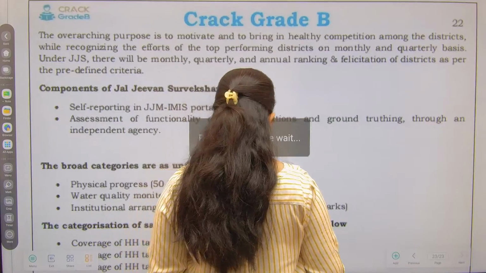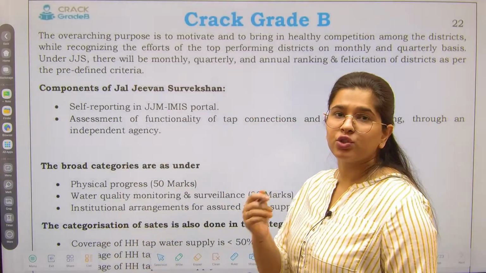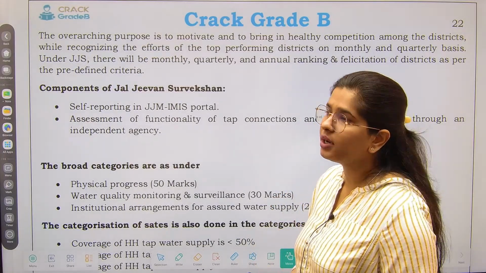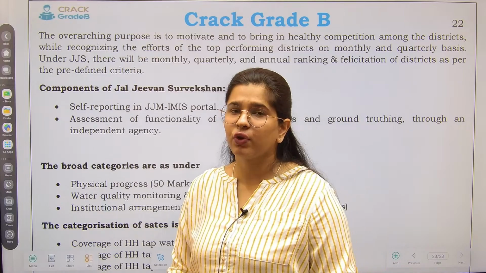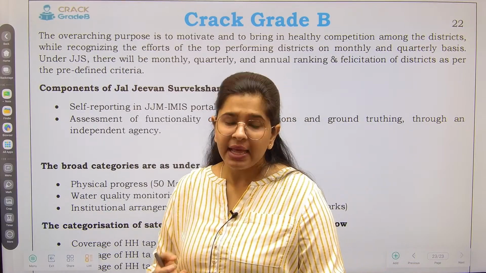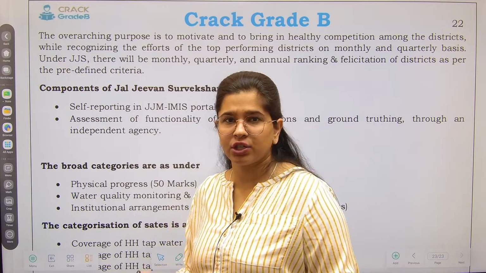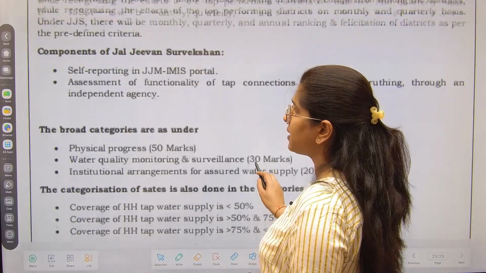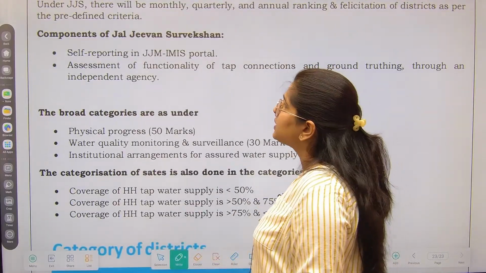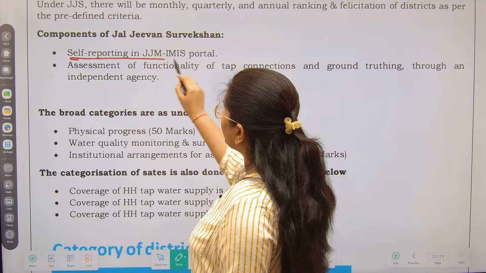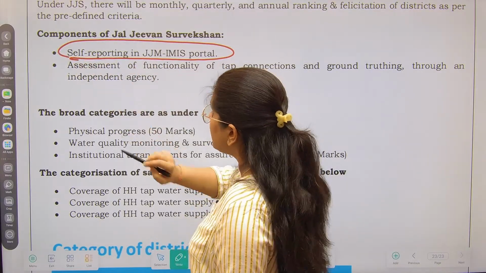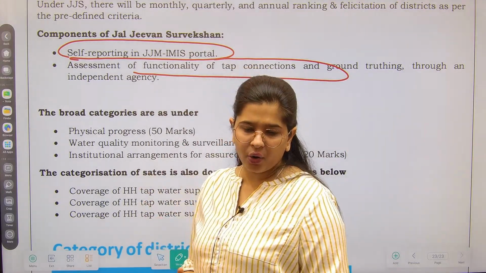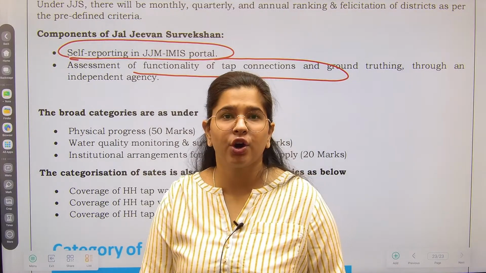Because we have the Jal Jeevan Mission that also pertains to water resource efficiency, how you are using water resources, whether water connections have reached every household, what is the quality of water being supplied. These are all the concerns under your Jal Jeevan Mission, and for this we have launched a Sarvekshan. Sarvekshan means a survey. So what are the components under this? Self-reporting under the MIS portal, assessment of functionality of tap connections. That means if you want, you can go and report about the conditions in your area.